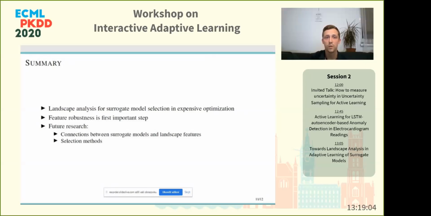For the future, we would like to continue this research and finish it in the context of studying connections between surrogate models and these landscape features. And also, we would like to investigate other methods for selection, mapping between the model space and the feature space.